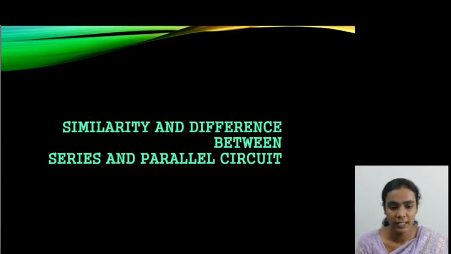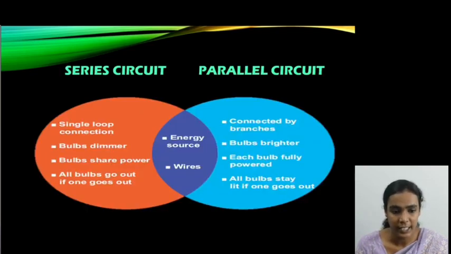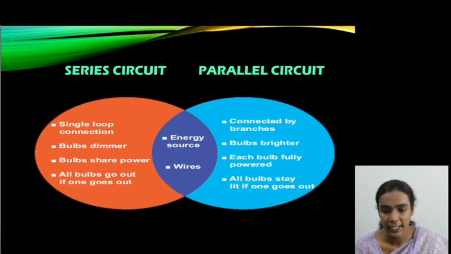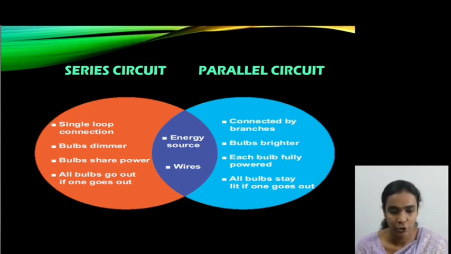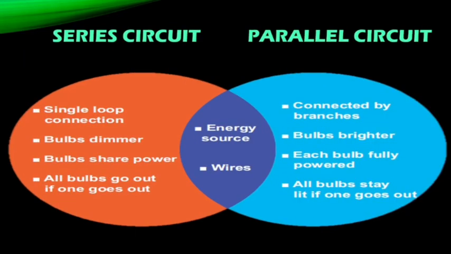Now we are going to see the similarity and difference between series and parallel circuits. In a series circuit, a single loop connection is available, that is a single wire connection. In a parallel circuit, the wires are connected by branches, so there are many branches. In a series circuit, bulbs are dimmer, whereas in a parallel circuit, bulbs are brighter. In a series circuit, bulbs share power, that is one bulb shares power with the other. But in a parallel circuit, each bulb is fully powered, that is each bulb will be powered equally.